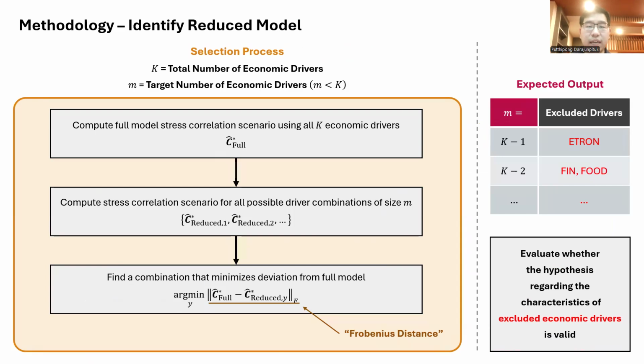Now, for the methodology of how to identify the reduced model, which I will call the selection process, it requires two main variables. The first one is the total number of economic drivers K and the target number of economic drivers M, which we have to set initially before doing the process. So the first step of the process is to compute the full model stress correlation scenario using all K economic drivers. Then we compute the stress correlation scenario for all possible driver combinations of size M, then find the combination that minimizes deviation from the full model, recording the excluded drivers from the selection process as we vary the M variable to evaluate whether the hypothesis regarding the characteristic of the excluded driver is valid or not.